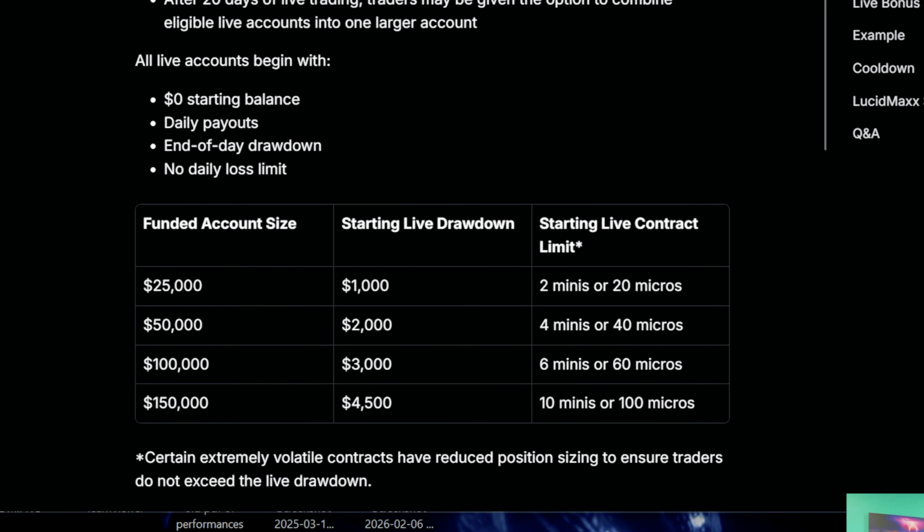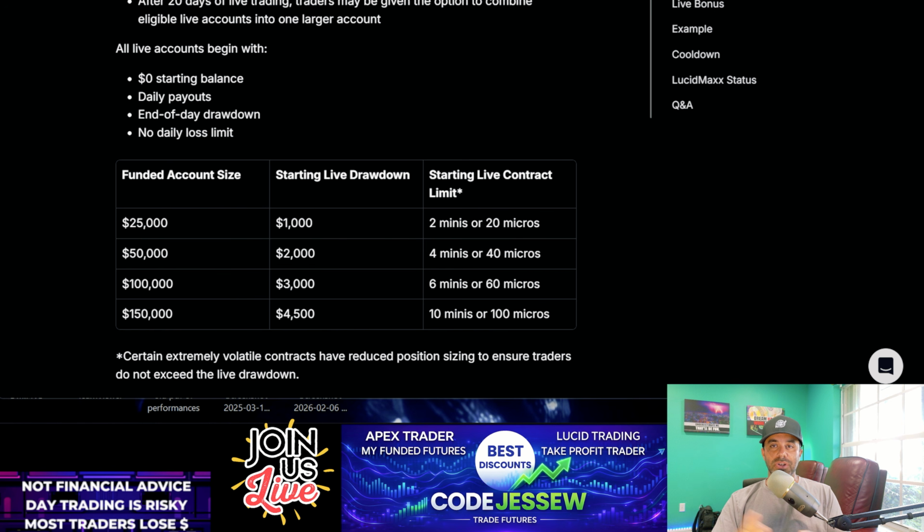Transition to live. This is very important. When a trader is moved live, the trader receives 1 live account per eligible funded account. Now we have an answer to that question, right? We said, what if I have multiple sim funded accounts? What do I get? Well, the trader receives 1 live account per eligible funded account. Each funded account must have received at least 1 payout to qualify.